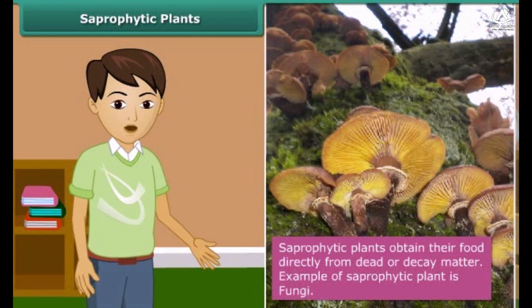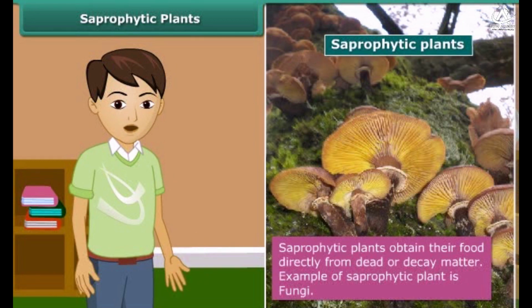To get their nutrients from dead and decaying matter, they secrete digestive juice and convert it into a solution. This mode of nutrition, in which organisms take in nutrients in solution from dead and decaying matter, is called Saprophytic Nutrition, and organisms which use this kind of mode of nutrition are called saprotrophs. Thus, we can say that fungi are saprotrophs.